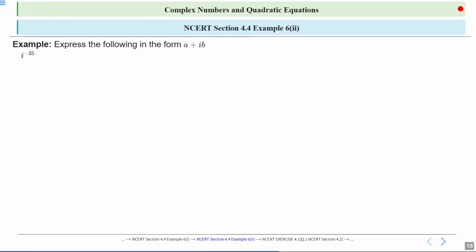Now let's look at another example, example 6, second part. In this example, we have to express the following in the form a plus iota times b of the expression iota to the power minus 35. So let's see how to solve this example. Let's start the solution of this example. So we have iota to the power minus 35, and we can rewrite it as a fraction, that is 1 divided by iota to the power 35.